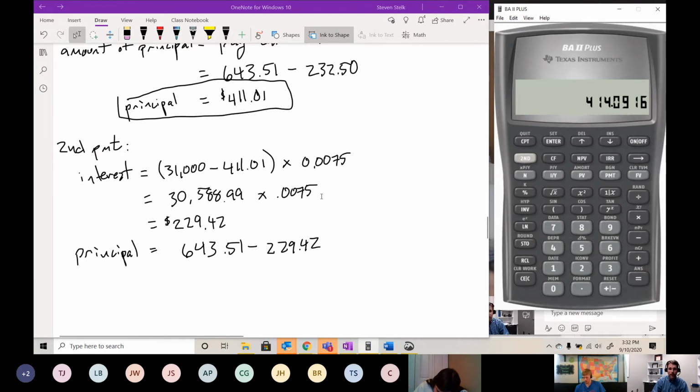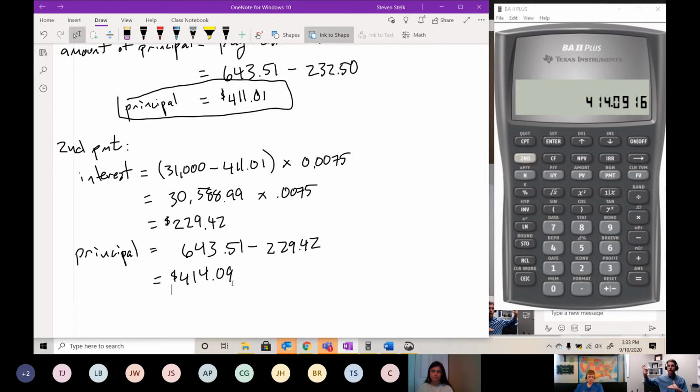Okay, and on that second payment, we're paying back $414.09 worth of principal. So it was $411, now it's $414.09. Not a big difference, but that trend continues and it also accelerates. Every month, the loan balance is going down, so we owe a little bit less interest. So a little bit less of each month's payment is going towards interest, and a little bit more is going towards principal. Right? And that trend will kind of accelerate.